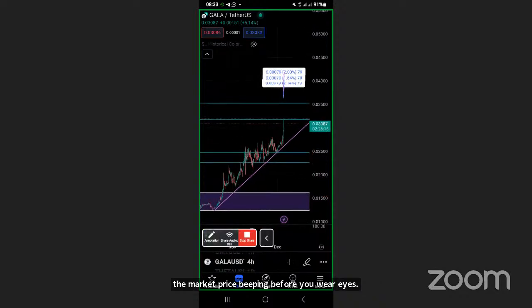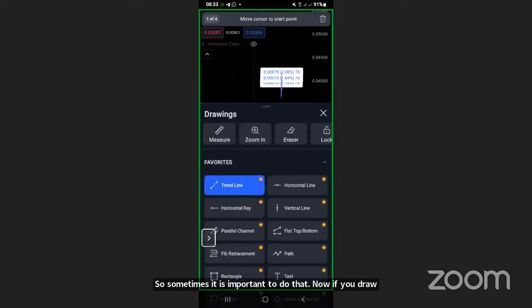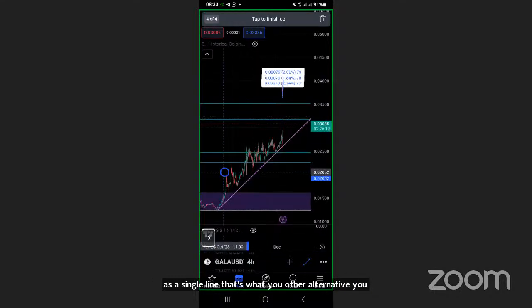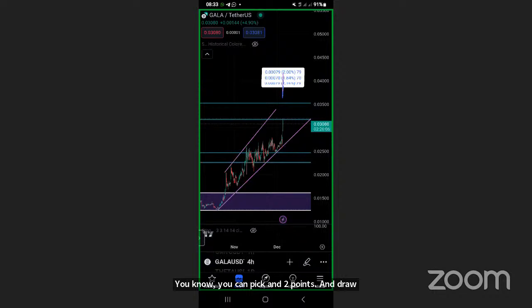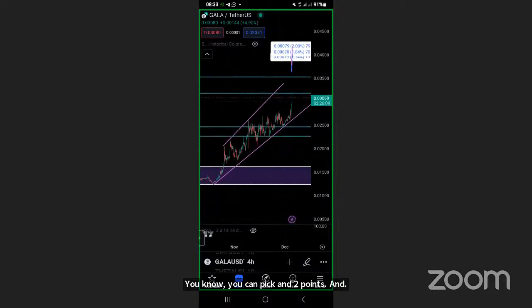So sometimes it is important to do that. Now, if you draw a single line, that's what you would do. Alternatively, you can even draw it as a double line. Simply pick any two points and draw this. Yeah, you can draw this. It still becomes an ascending channel because you're connecting the higher highs of 3.